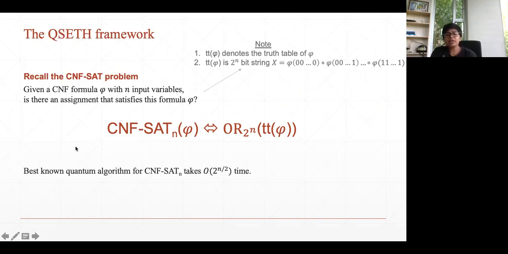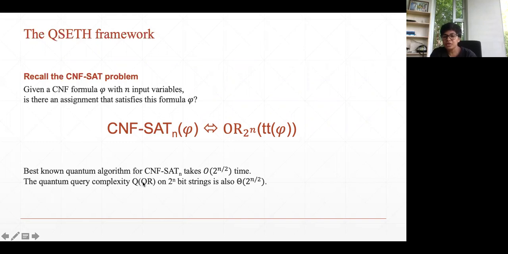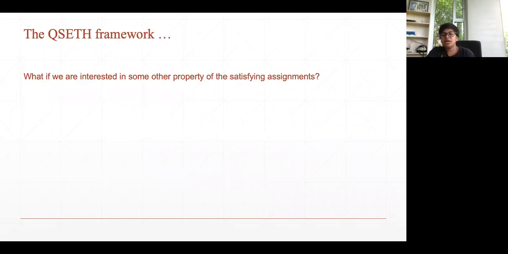And the quantum algorithm for CNF-SAT, we know, takes 2^(n/2) time. We also know that the query complexity of the OR function on 2^n-bit strings is also 2^(n/2). So this gives us some intuition as to how hard the OR of a truth table could be. But what if we are interested in some other property of the satisfying assignments, not the OR of the truth table? Because in the quantum setting, searching for an element in an unordered list has a quadratic advantage, but maybe there are other properties that don't have a quadratic advantage. What if we look at some property like that?